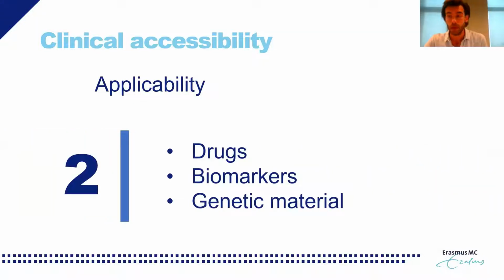Then you need to determine what's your purpose. Do you want to quantify drugs for TDM? Do you want to look at biomarkers for disease progression, toxicity, or antibiotic resistance? And lastly, you could even determine genetic material. You could look at the metabolism of drugs due to polymorphisms.